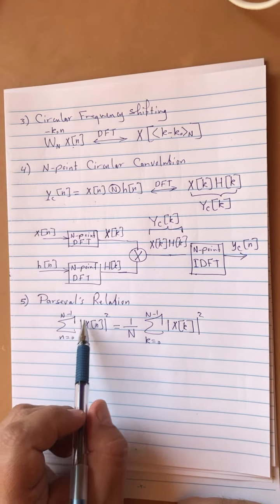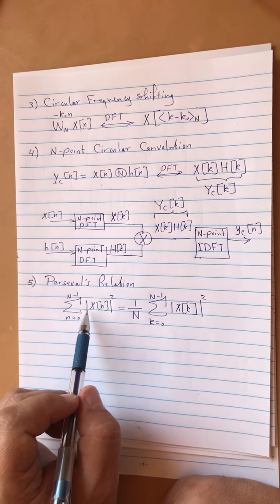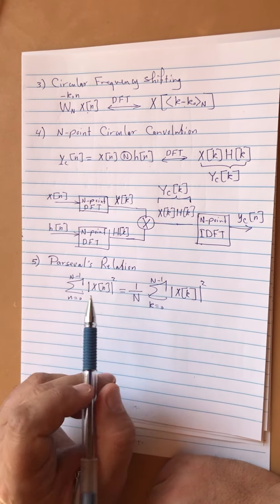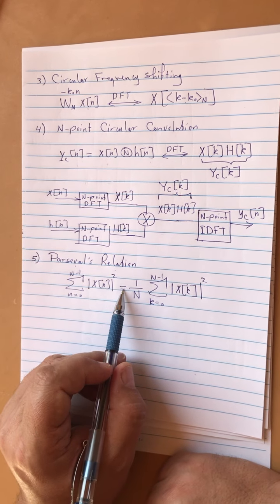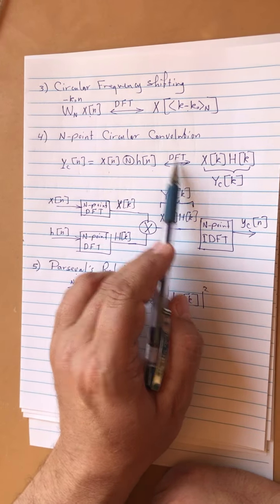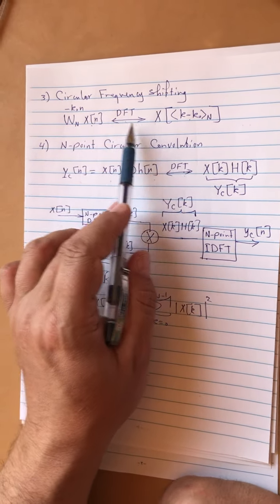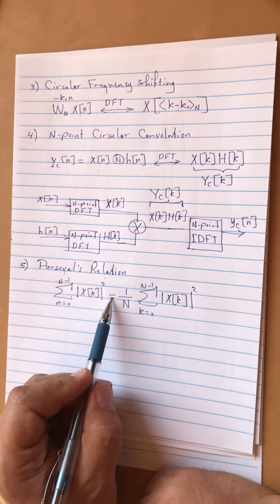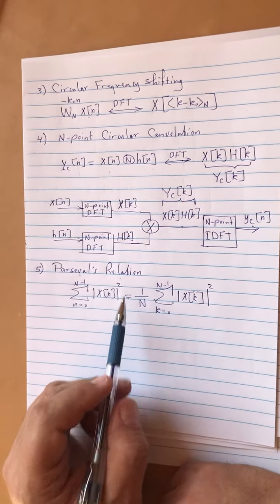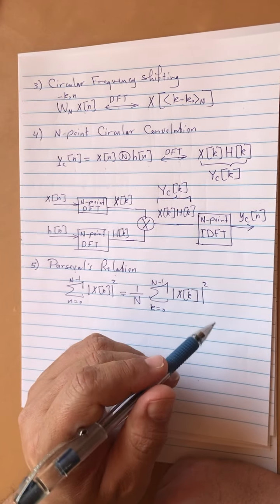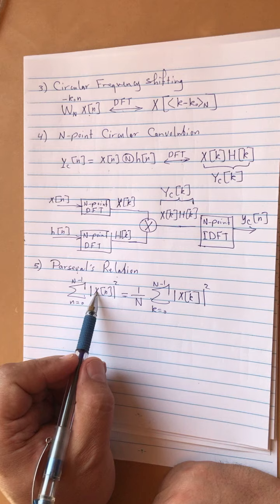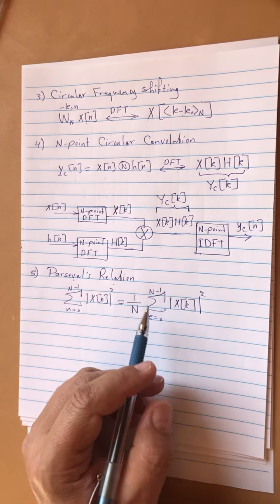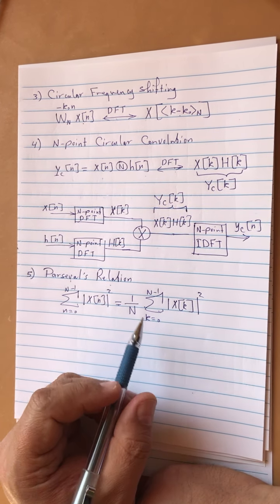You can calculate the amount of energy of the sequence either in the time domain by this form or in the frequency domain by this form. Please be careful. Parseval's relation is an equality. It's not a Fourier transform pair as shown here. Those here are Fourier transform pairs. Parseval's relation is an equality, so you have an equal sign, not a double arrow as in the Fourier transform. Okay, so you can find the energy in the time domain, or you have an alternative way to find the energy using the frequency domain DFT of the sequence.